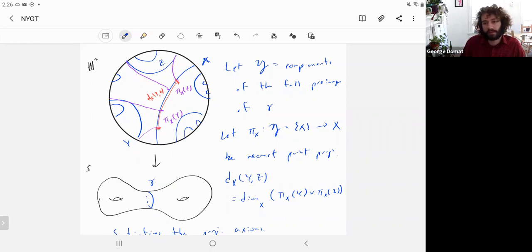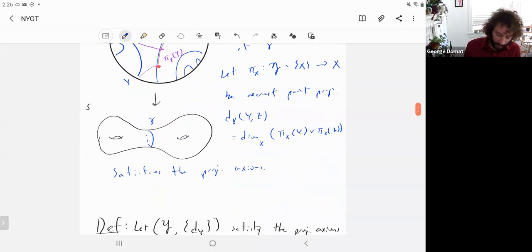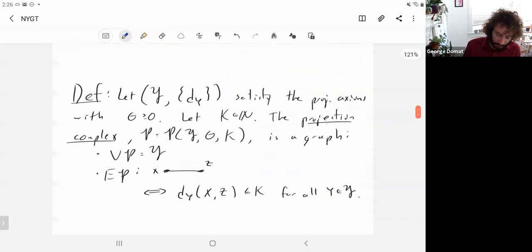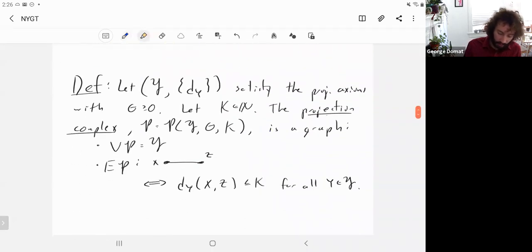So now we're halfway to what a projection complex is. So far I've just defined this set and these axioms, but now you take all this information together and you can define a projection complex. And so what is it? Well, you have some family like this, you have some set and these distance functions, and it has some projection constant, and now just take any other constant k.